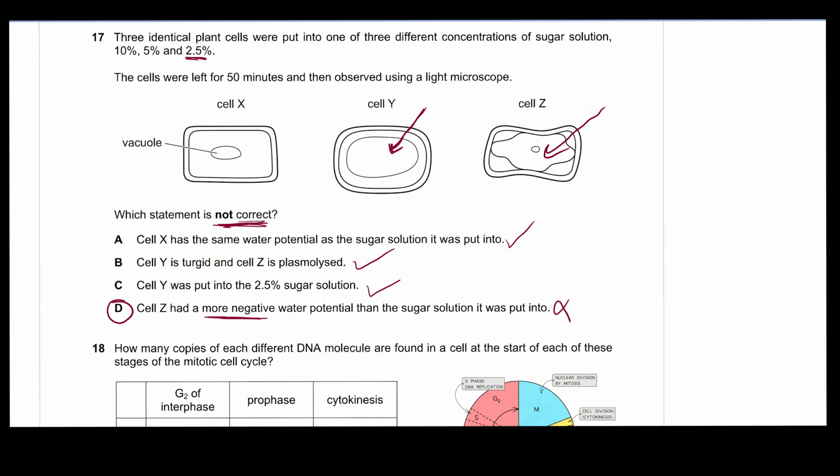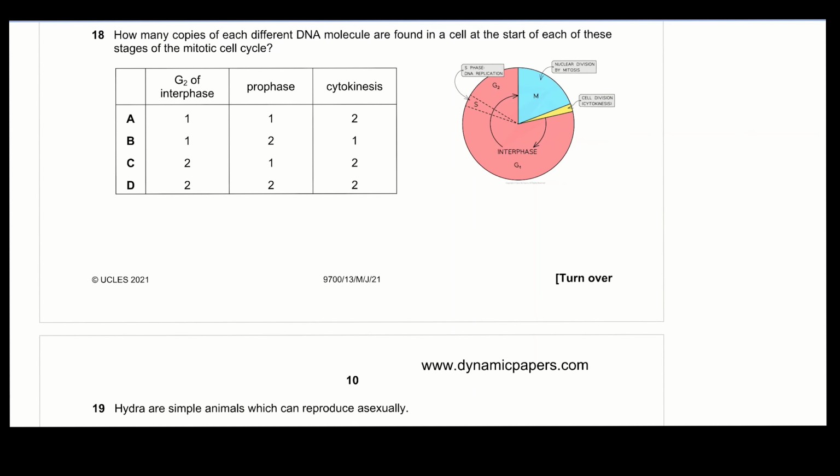So the answer is going to be D. 18. How many copies of each different DNA molecule are found in a cell at the start of each of these stages of a mitotic cell cycle?